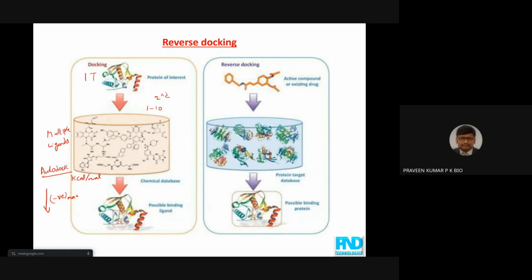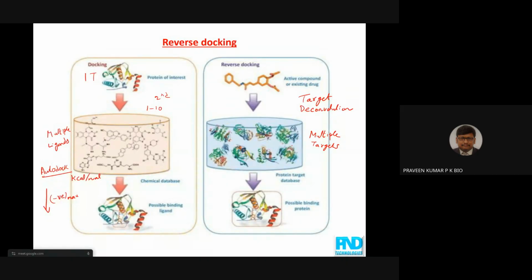But in the reverse docking process, instead of trying with a single target, we try with multiple targets. So one compound we try. What is this actually? Did you hear this term already? Or whatever we discussed earlier, like target deconvolution. That's what we call reverse docking here. So one ligand, we try to dock with multiple receptors.